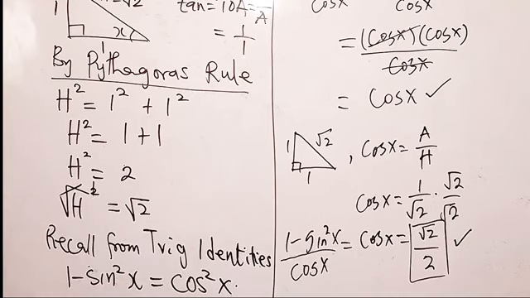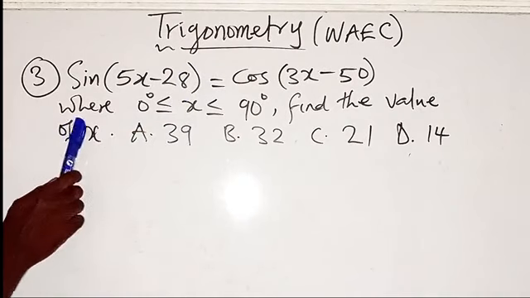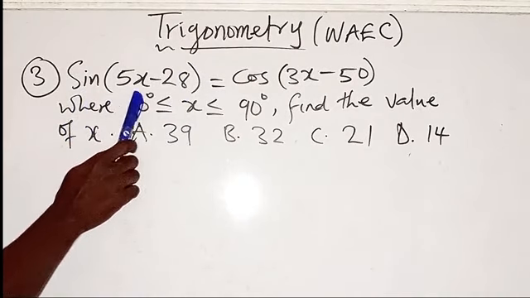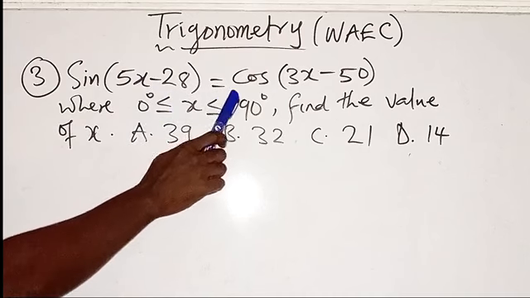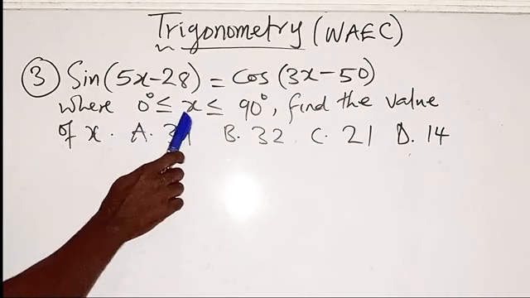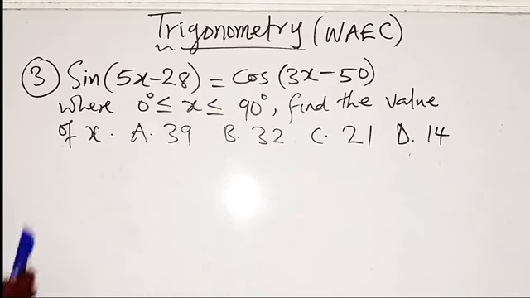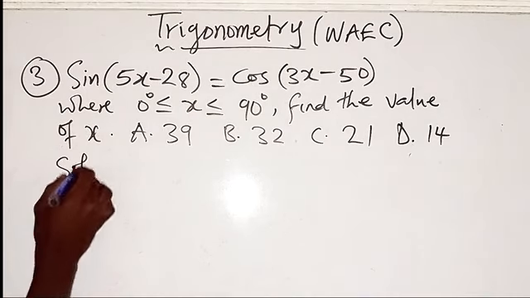Thank you. This is the third question under this trigonometry. So we are given sine of 5x minus 2x equals cos of 3x minus 50, where x is greater than or equal to 0 and less than 90 degrees. Find the value of x. Given these options, I would like you to pause the video, do this question yourself, then come back to compare your result with mine. Now quickly, we are going to solve this.